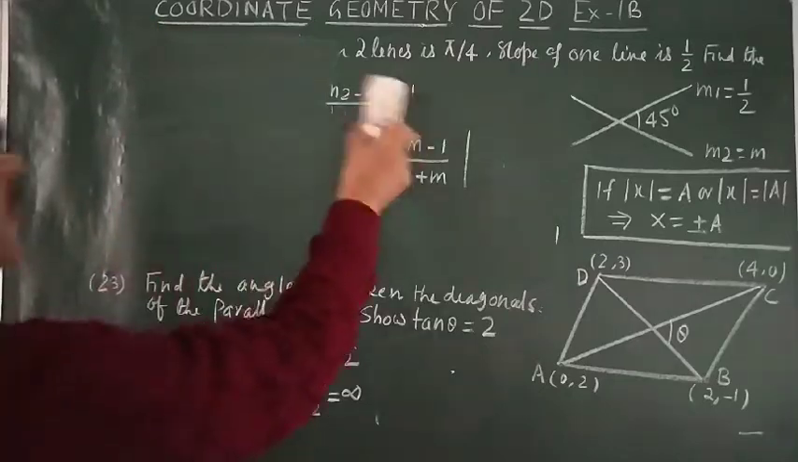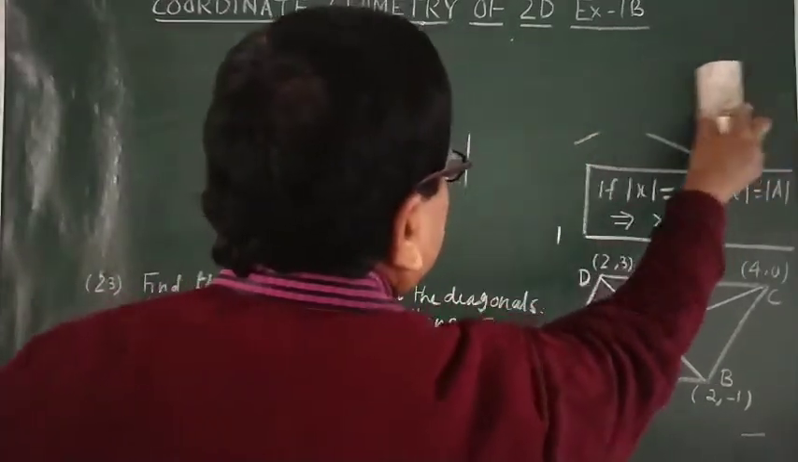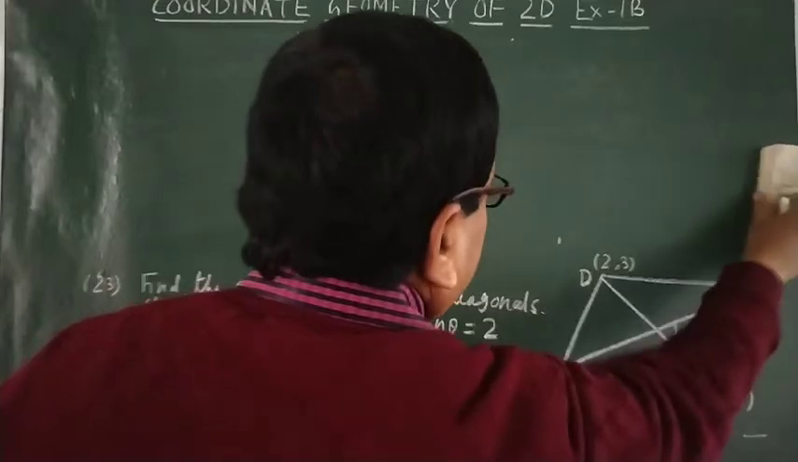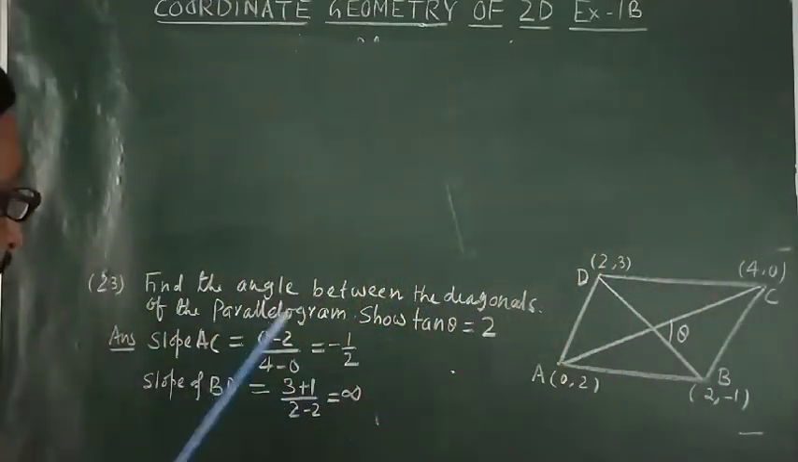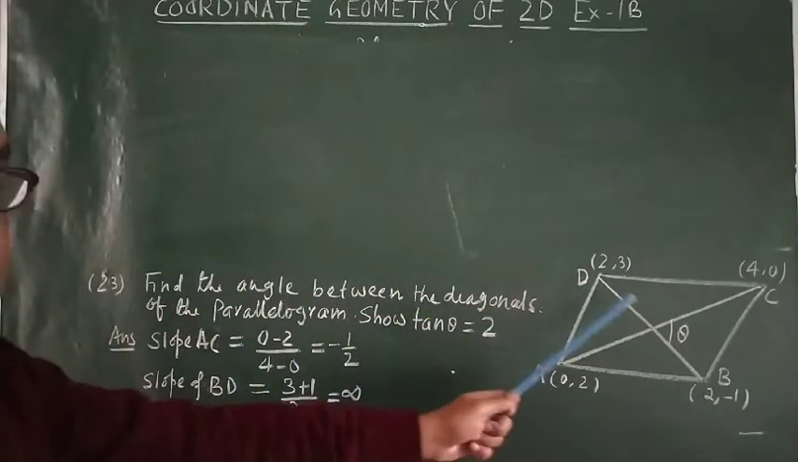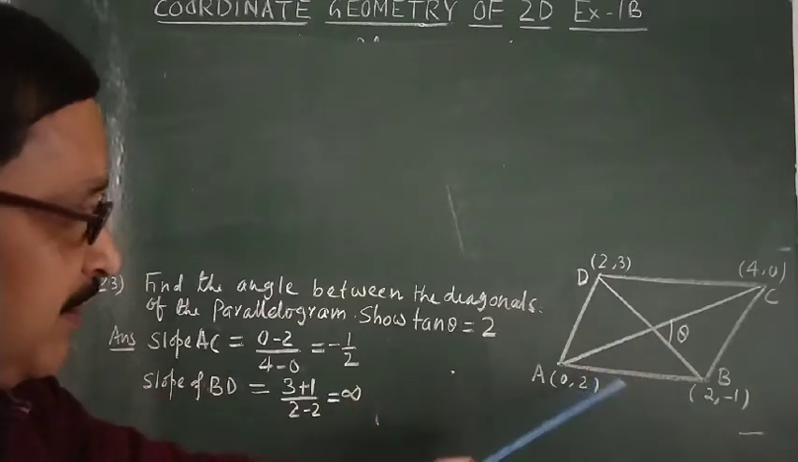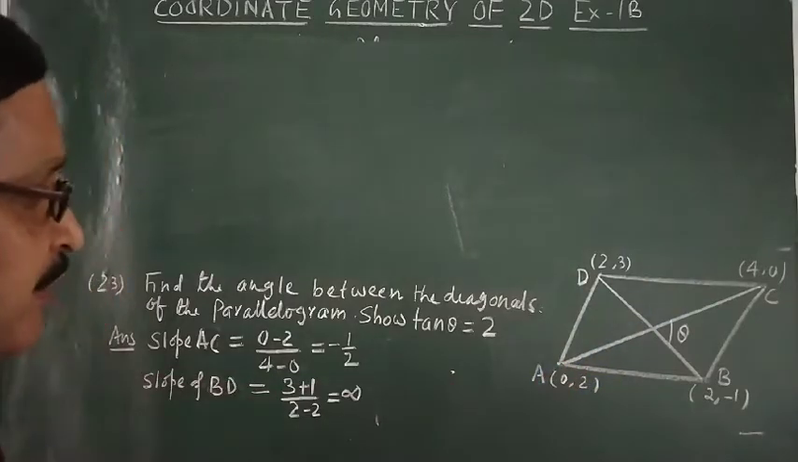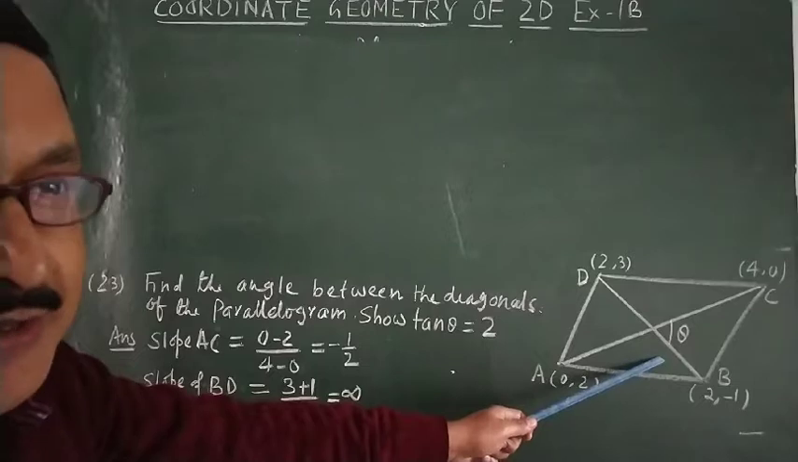Now the 23rd question, a higher order thinking problem. There is a parallelogram whose vertices A, B, C, D are given as shown in the figure. We have to find the angle between the diagonals.